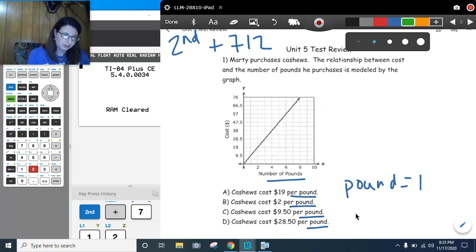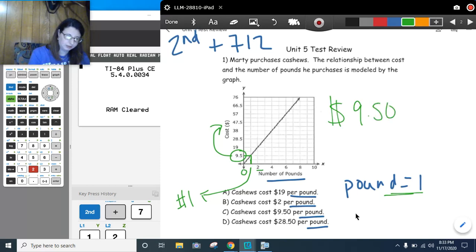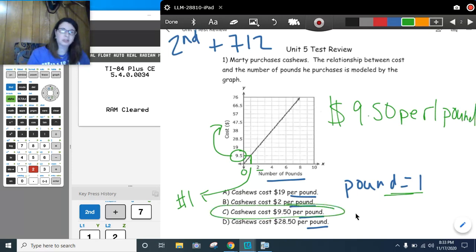But what I do see is a 2, and I know this is 0. Well, there's a line between 2 and 0. And so that line between 2 and 0, I know that that is the number 1. So if I'm looking for per pound, I'm looking for 1. I can take that 1 and I can go up and trace it over. And at 1, I have $9.50, and that's dollars. So it's $9.50 per 1 pound. And that is question number C.